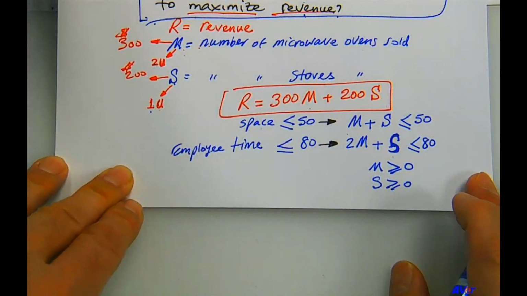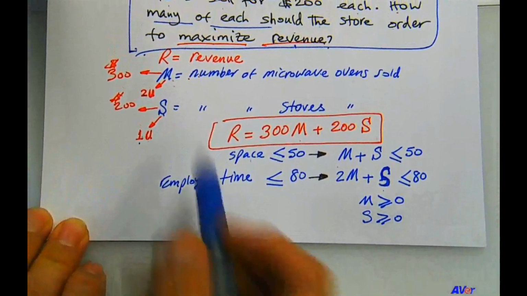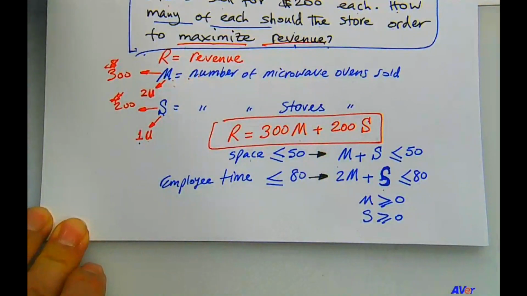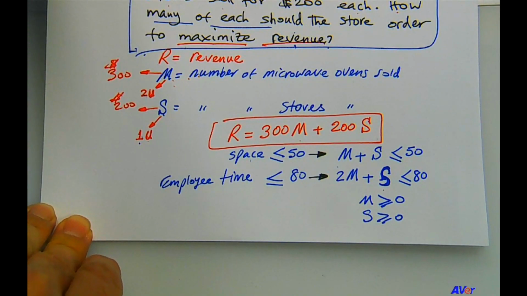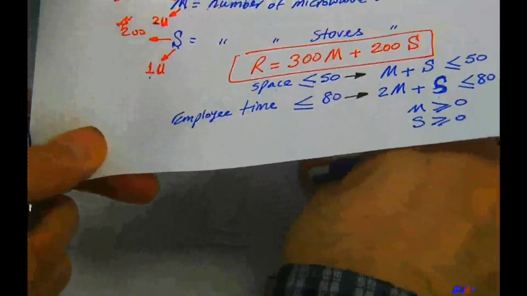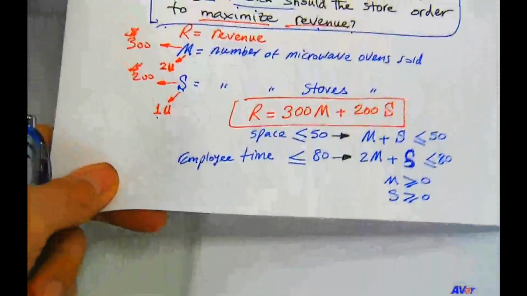So if you look at what we've done up to this point, it is just organizing the information we were given in plain English into symbolic form that makes sense in this context. Okay, so we're now ready to solve this problem using the geometric approach.